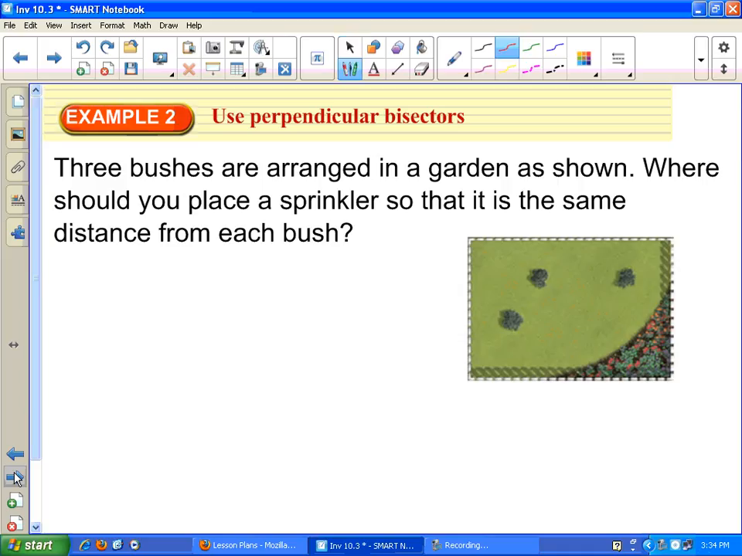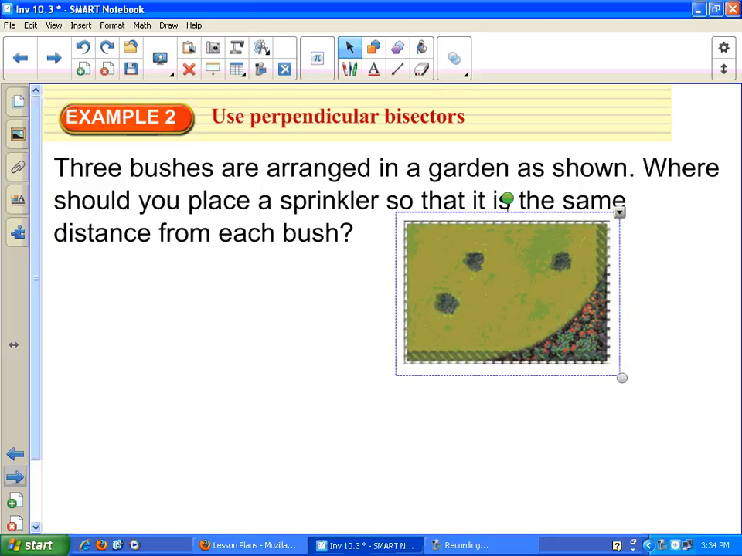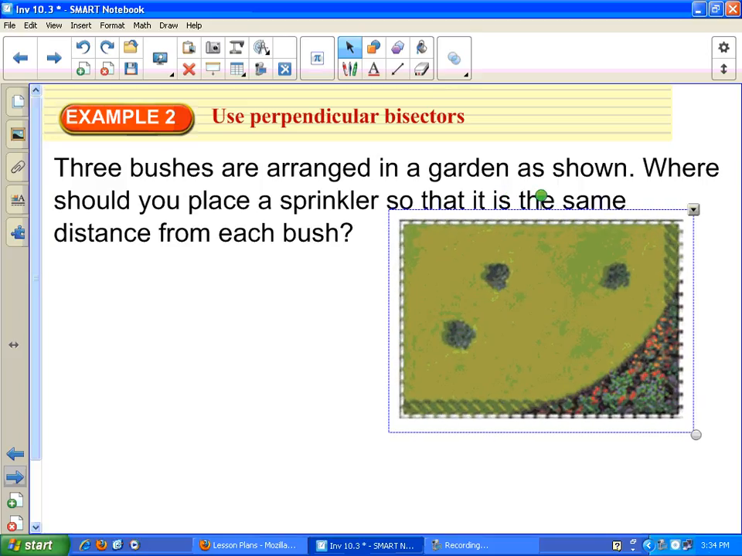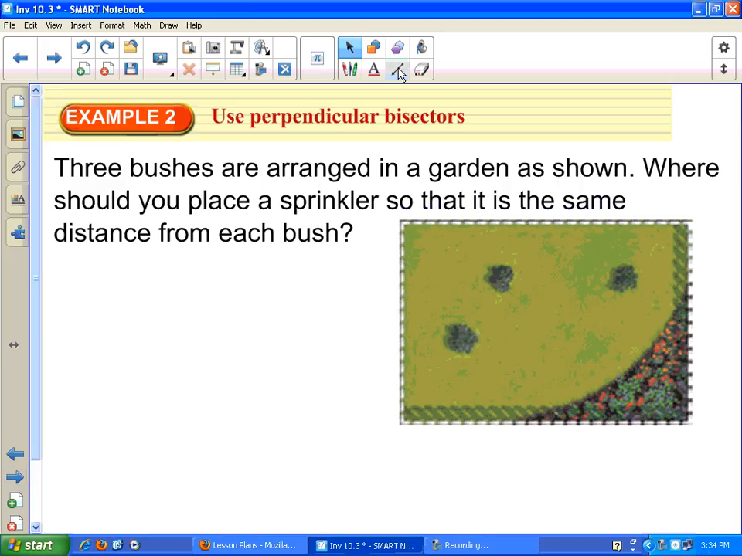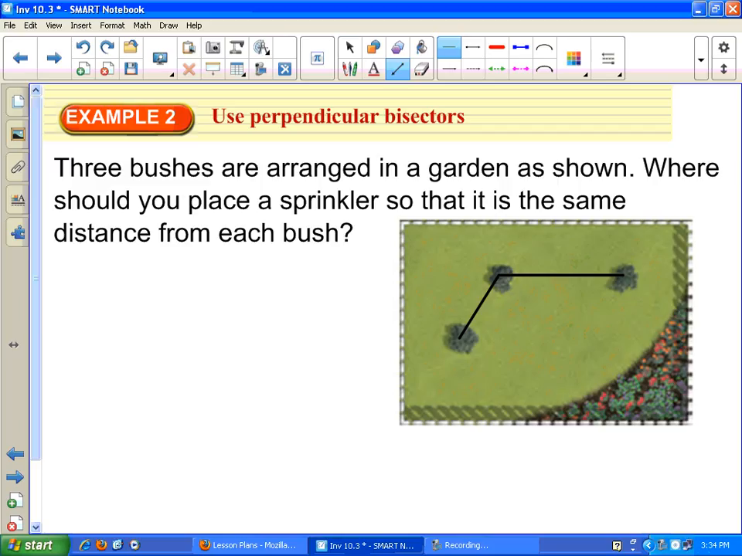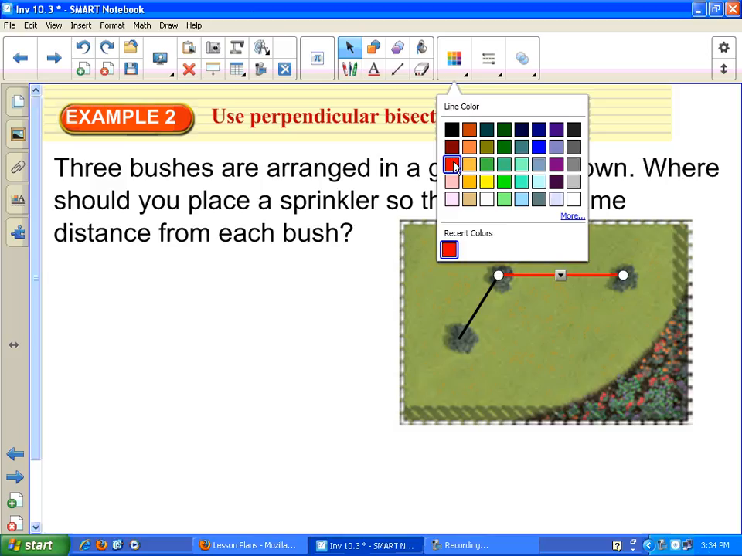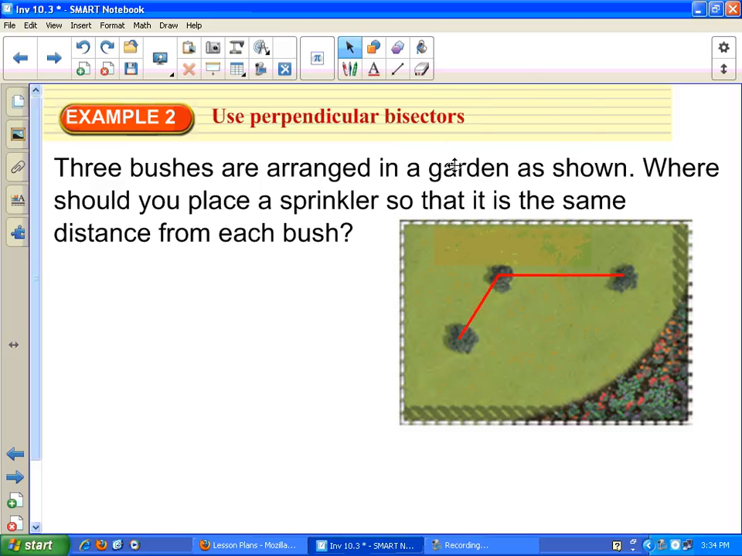Let me try making it a little bit bigger. I'll get my line tool. I've got a line going between bush 1 and 2, and 2 and 3. It's kind of hard, so I'm going to change the colors for you. So we've got our two lines. I still don't see a circle.